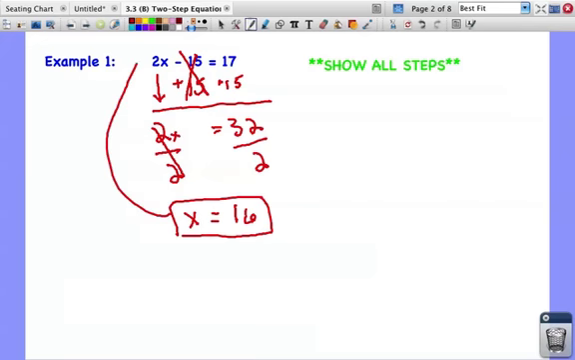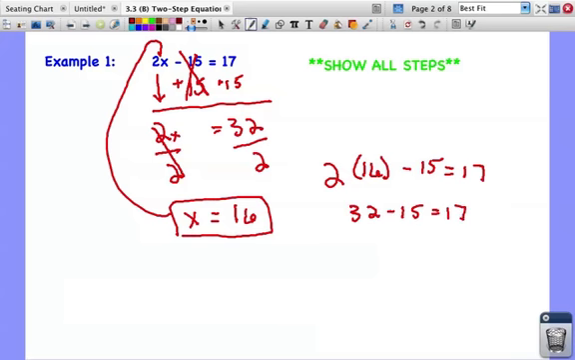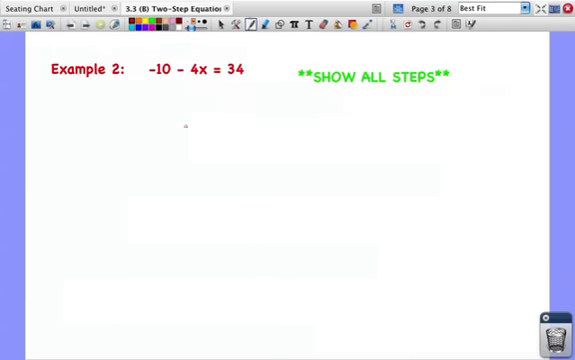Now, just to double check to make sure that this is correct, I'm going to take this and plug it back in for x and see if this makes sense. So I have 2 times x, and we're going to plug in 16 for x, minus 15 equals 17. Now I can use my order of operations. This is no longer an equation, this is just an expression. 2 times 16 is 32, minus 15 equals 17. 32 minus 15 is 17, so I get 17 equals 17. That's a true statement, so that shows that I did the problem correctly. X does equal 16.